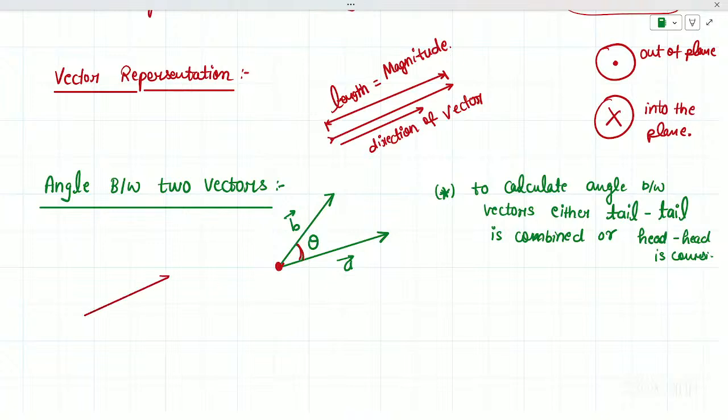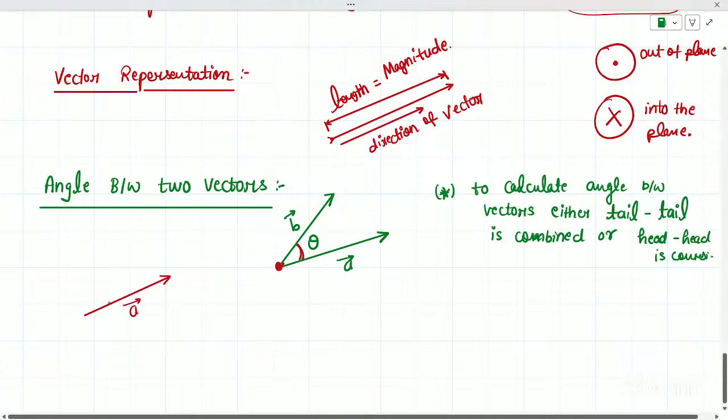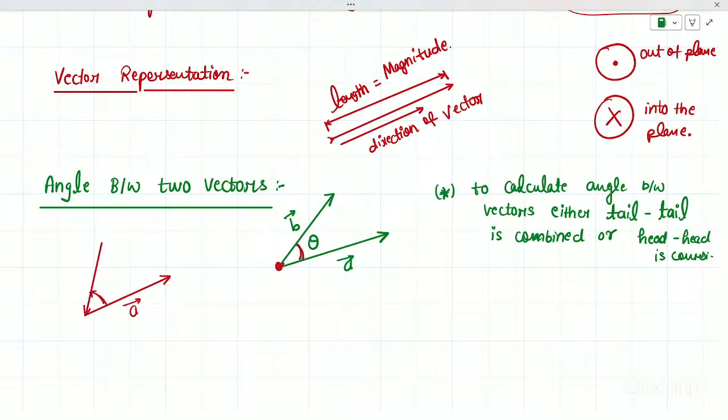But suppose this is vector A and this is vector B, like this. Can we say that theta is the angle between the two vectors? No, we can't say that because here the head and head are not combined and neither are the tail and tail. So for that we know, give me a moment.